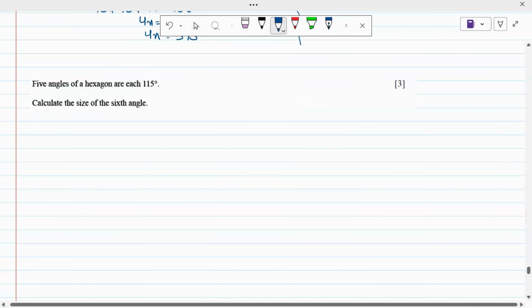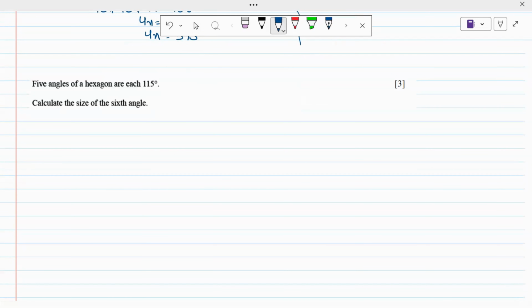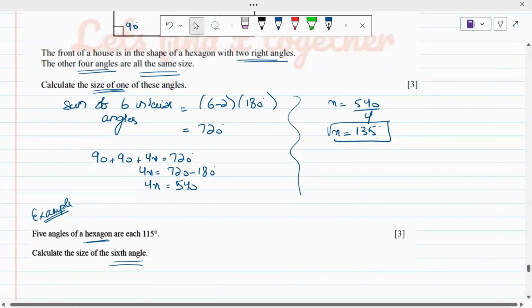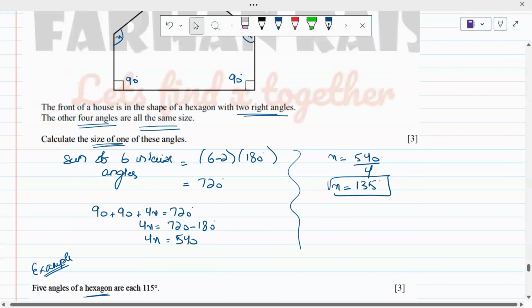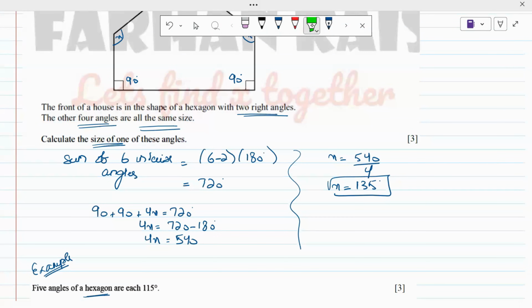Another question taken from the past paper. Here it says five angles of a hexagon, they are using the word hexagon, are each 115. Calculate the size of the sixth angle. So we have already solved the case of a hexagon here, so we can take help from the previous question. We know that the sum of a hexagon, or the sum of six angles, is 720.